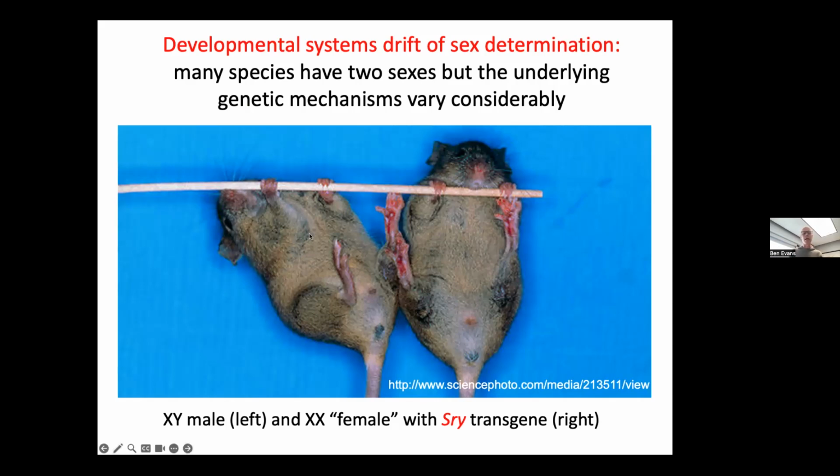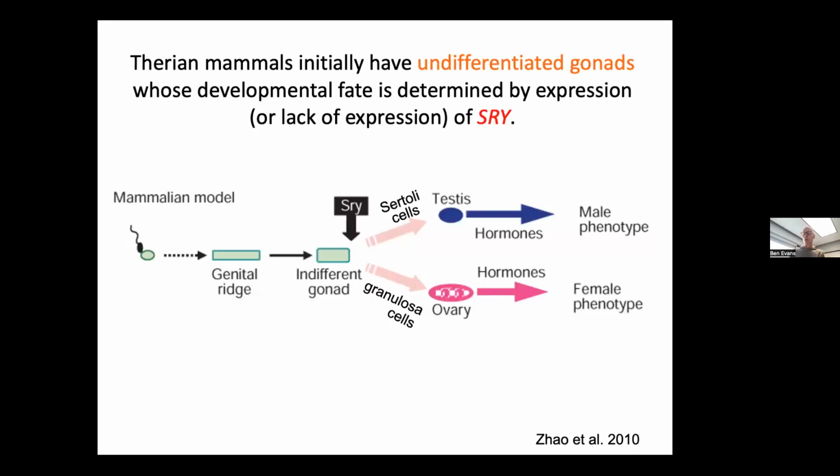On the right side is just a male individual that's XY, and on the left side is a female that's an XX individual that's expressing an SRY gene, and she develops into a phenotypic male. And so that is sort of a well-characterized system.